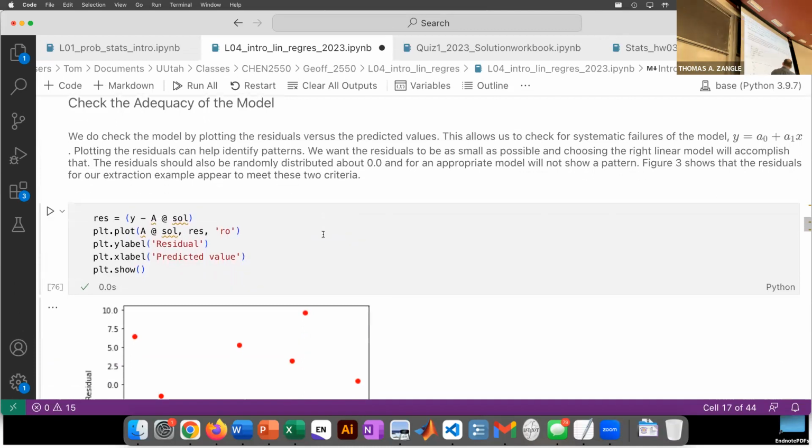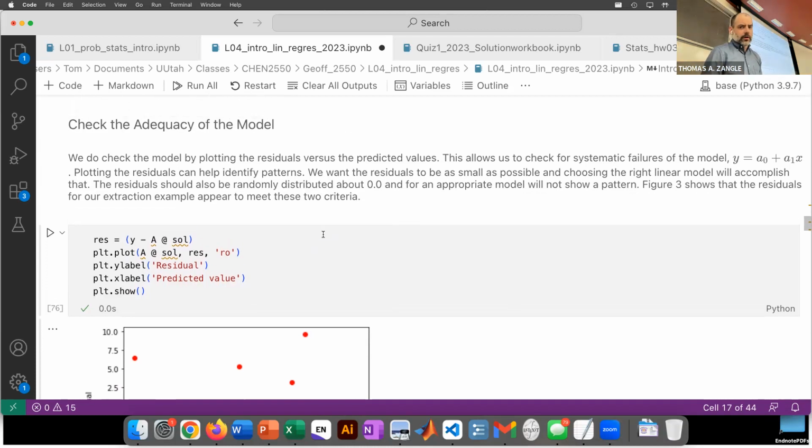Another thing that we should do whenever we have a model that we're using to predict our data is check to see if that model is capturing the trends in the data. That's what we mean by checking the adequacy of the model. So we looked at the data and we said that a line looks pretty good here, right? But sometimes what you think looks pretty good isn't always necessarily the best model for the data.